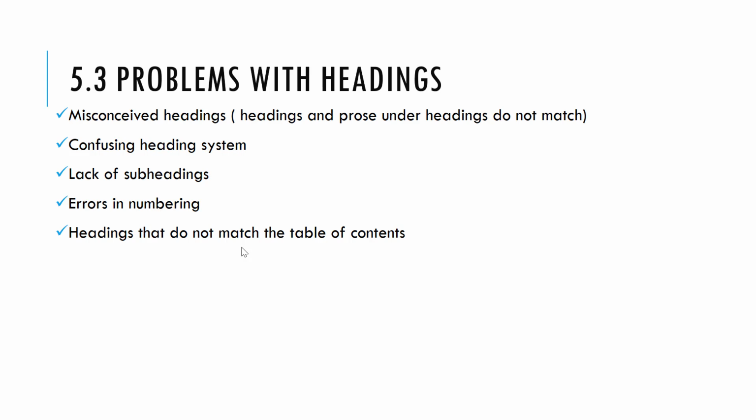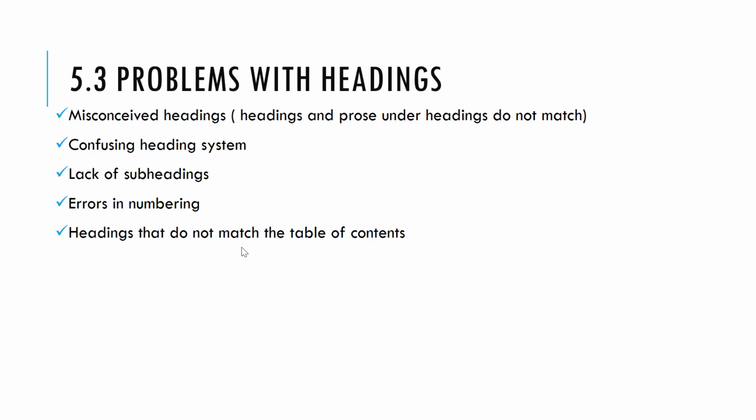Another problem is errors in numbering. As a result of the author's self-editing work, chapters or sections may be misnumbered. For example, section 6.2 may be followed by section 6.4, not 6.3, or section 6 may be followed by another section 6. So we say errors in numbering.